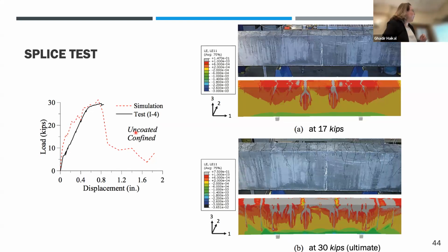You can see we have a different load level. 17 kips is right about here, so well before failure. And then the second picture is at 30 kips, which is about here, but at failure. And we have a pretty good agreement in crack patterns between simulation and test.